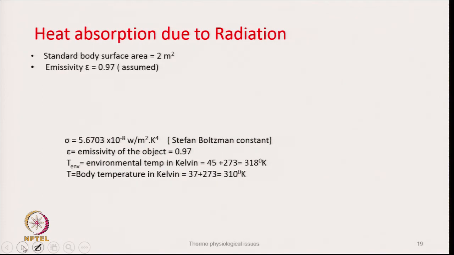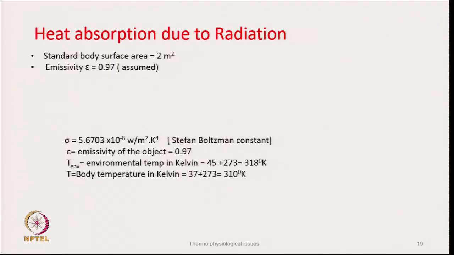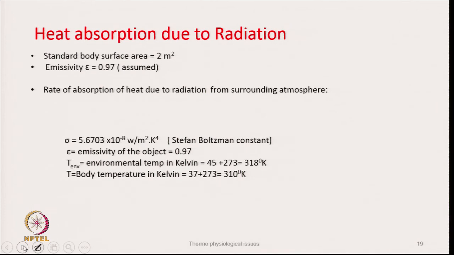The standard body surface area is usually 2 meter square. It has not been given in that example, but it may vary from person to person, as there are people of different size and height. So, the skin surface area obviously varies. A standard is taken, and that is around 2 meter square. Emissivity has been assumed to be 0.97 for the skin.